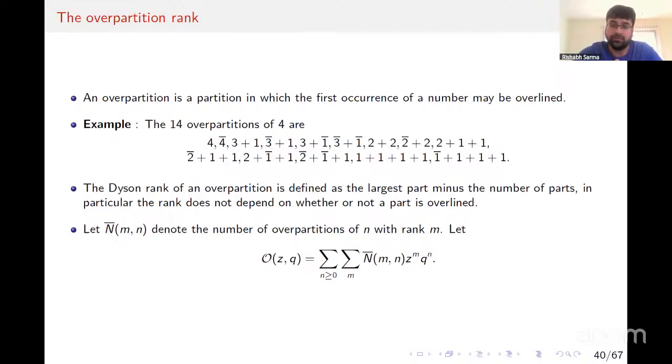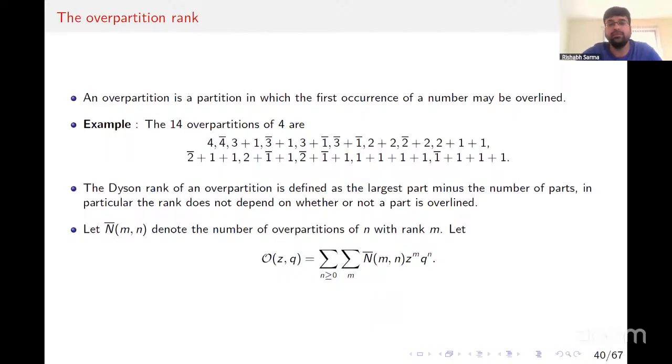So we know that the overpartition is a generalization of the partition function where the first occurrence of a number may be overlined. Here is an example, and Dyson's rank of an overpartition is defined exactly the same way as the rank of partitions, the largest part minus the number of parts, without considering whether the part is overlined or not. To that end, let O(m, n) denote the number of overpartitions of n with rank m. So here is the two variable overpartition rank generating function.